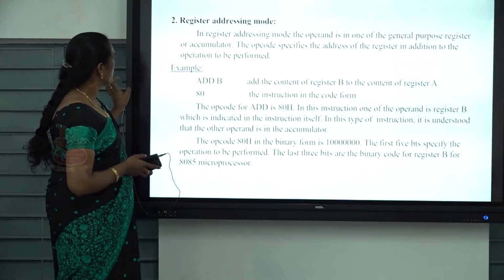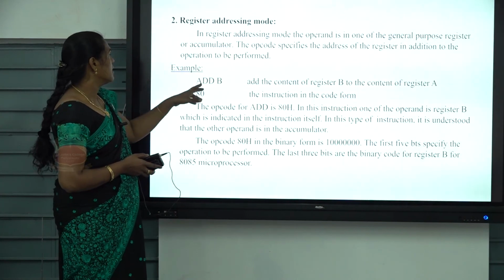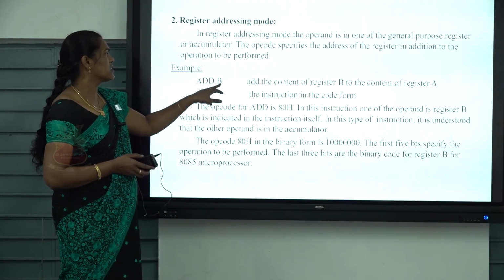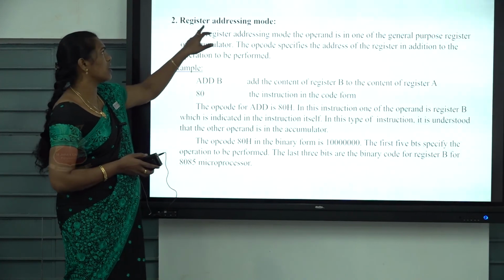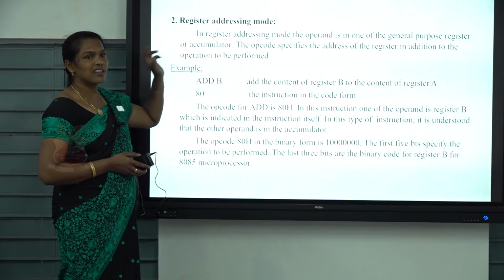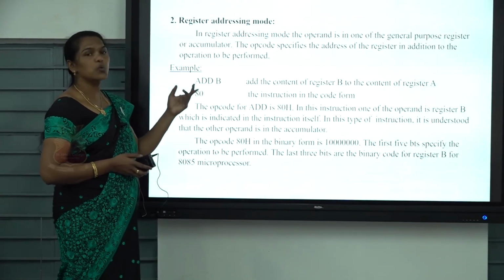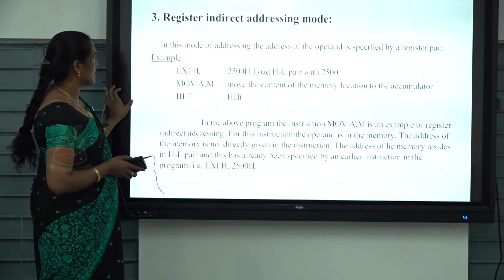So then register addressing mode. Here the A register and B register are involved. So that is why we are calling it a register addressing mode. We have addressed here between two registers. So it is a register addressing mode.